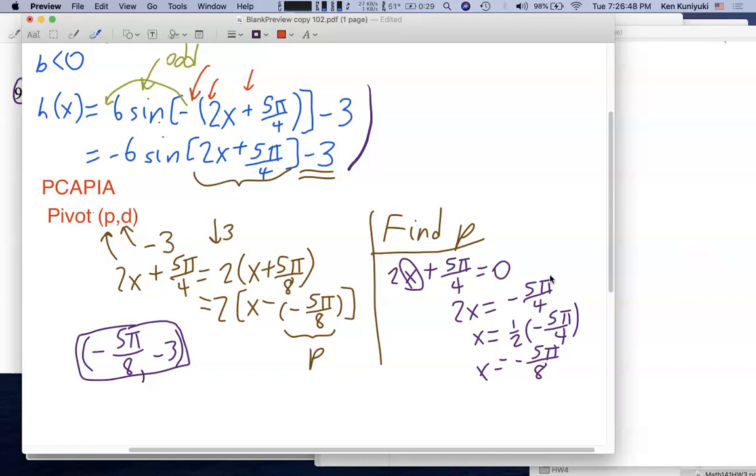If you get this, you can graph anything sine or cosine, basically, I feel. All right, one moment, by the way, one moment.